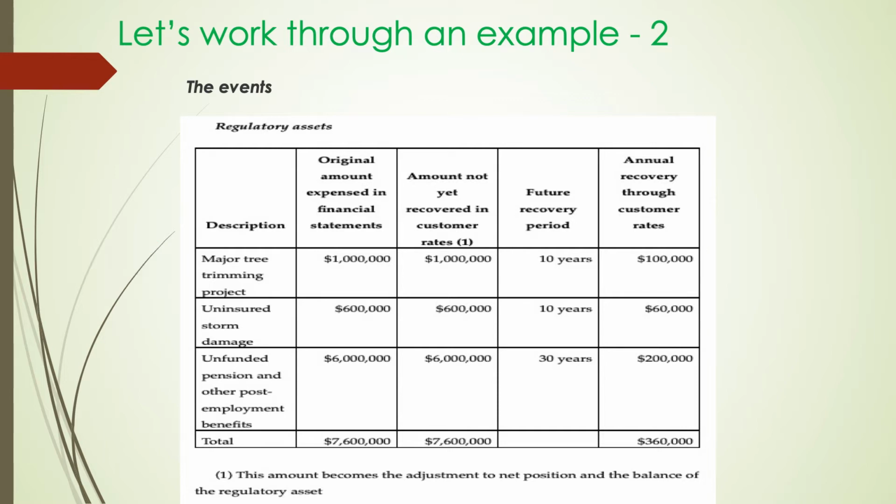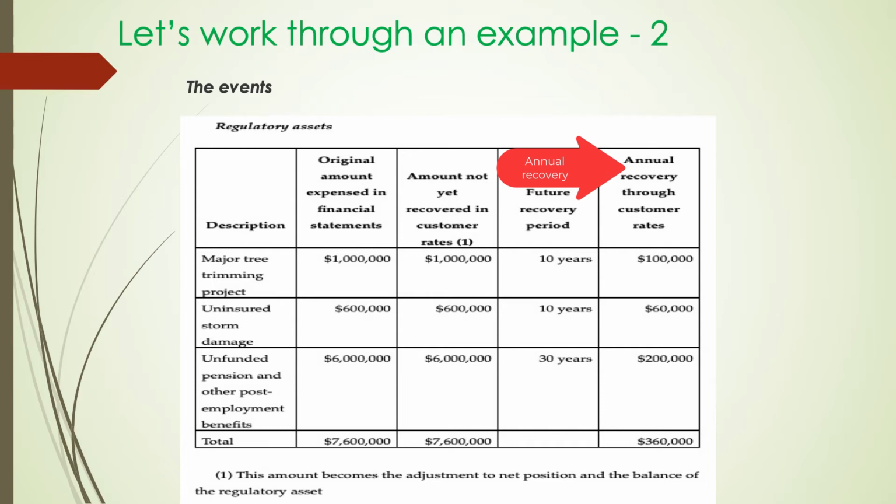So the math behind this, if you look at the second column from the left, you look at the original amount expensed in the financial statements. Then you also look at, in the next column, the amount not yet recovered through customer rates. And this will become the adjustment to net position and the balance of the new regulatory asset. In the next column over, the second from the right, the future recovery period. And then the final column on the right is the annual recovery through customer rates.